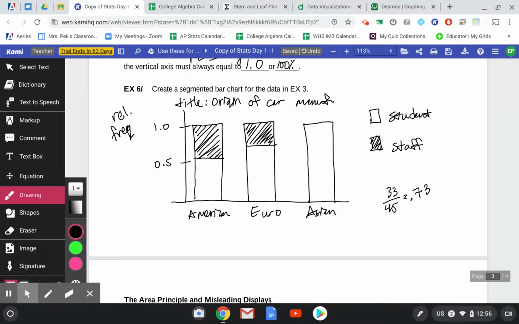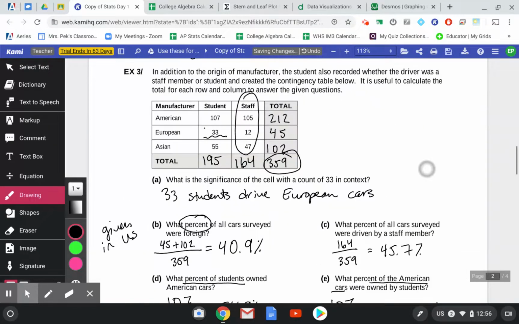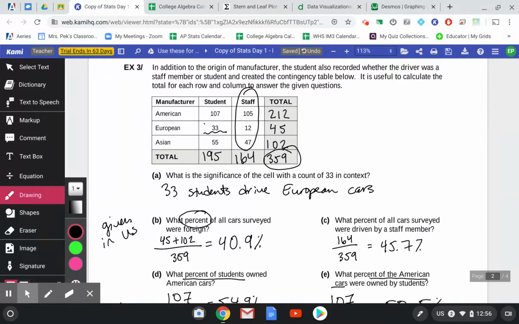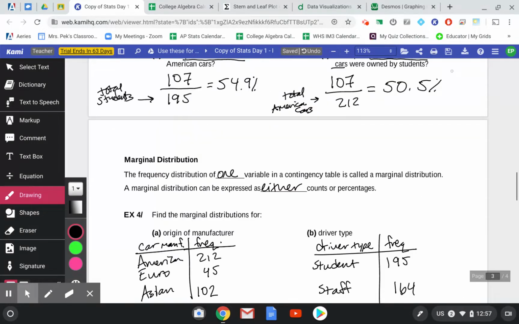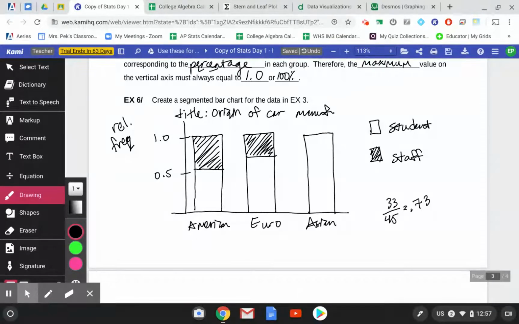And then same thing with Asian cars. So if we go back up to the table, we had 55 out of 102. So 55 divided by 102 is 54%. So a little more than half was students, 54%. So I don't know, somewhere like right there or so. And the rest was staff. All right, and that's what a segmented bar chart looks like.